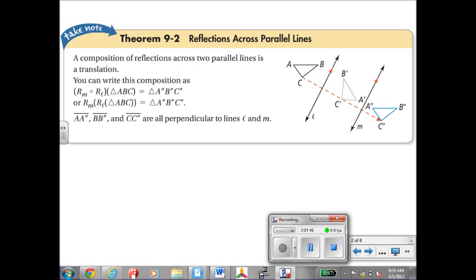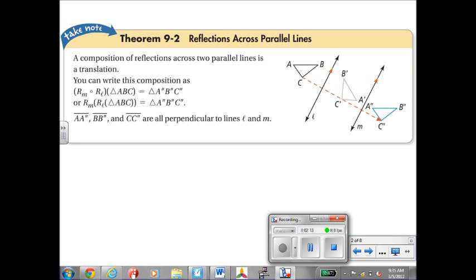Okay? This little circle here between R sub M and R sub L, that is called a composition symbol, that little open circle. Okay? So what this is telling you is that you're going to reflect across M, and then you're going to reflect that across L. That's a composition. And that's going to give you your new shape. Notice that they did A double prime, B double prime, and C double prime because you did two different things.